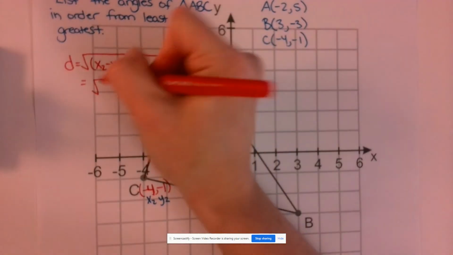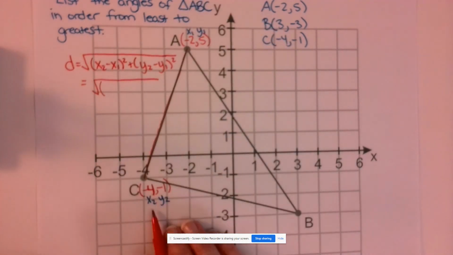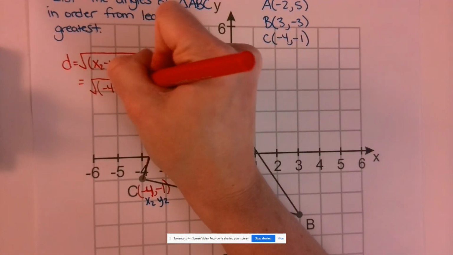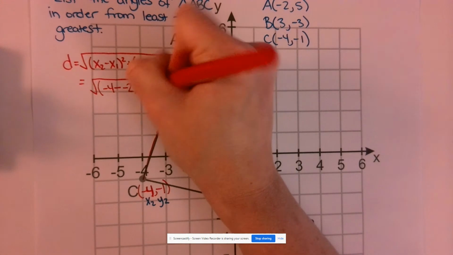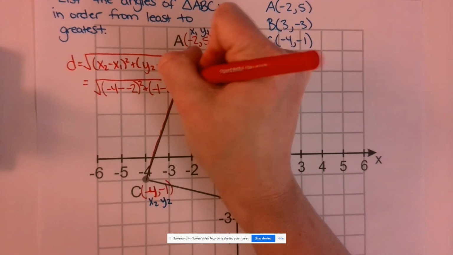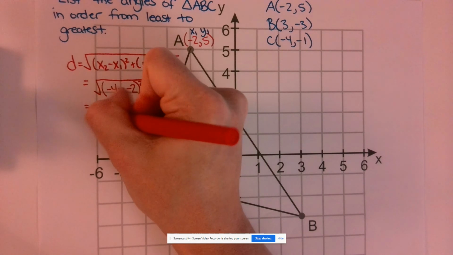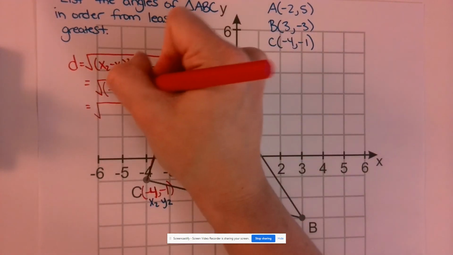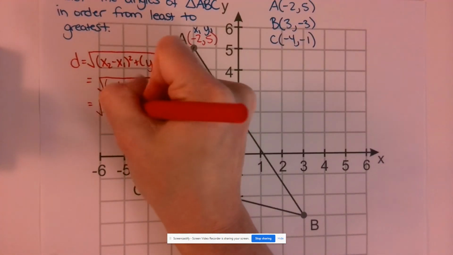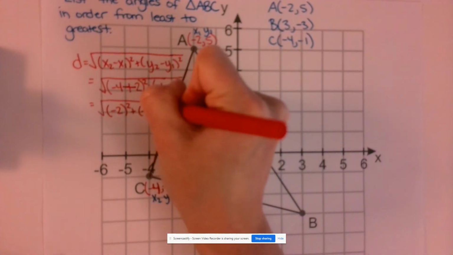So x2 minus x1 squared, plus y2 minus y1 squared. x2 is -4, minus x1 is -2. So I have minus -2. y2 is -1, minus y1 is 5. I'm going to go ahead and do what's in parentheses first. -4 minus -2 is the same thing as adding. So -4 plus 2 is -2. -1 minus 5 is -6.